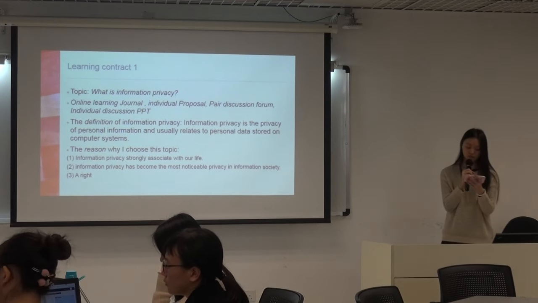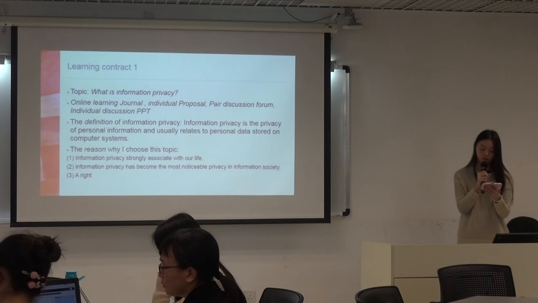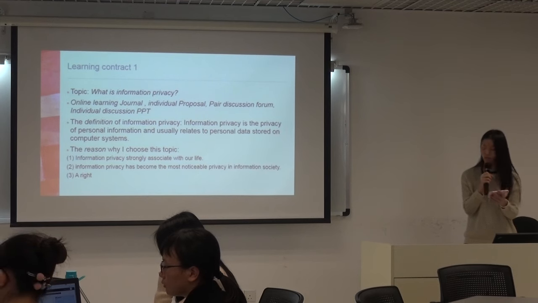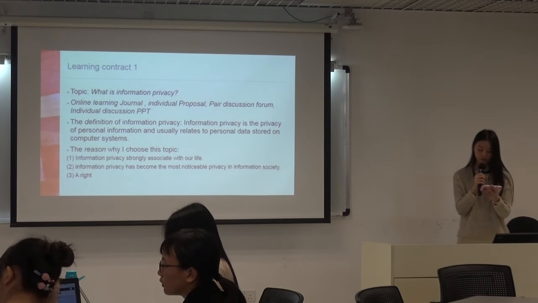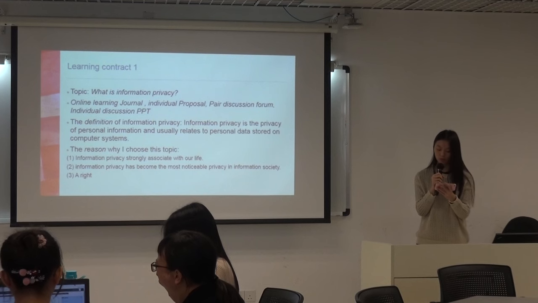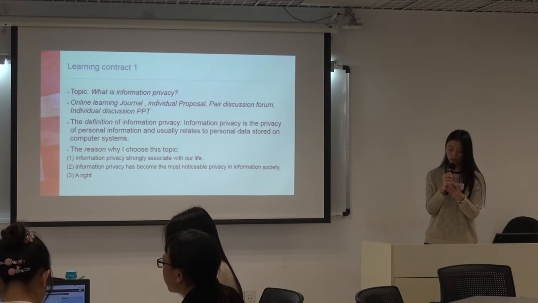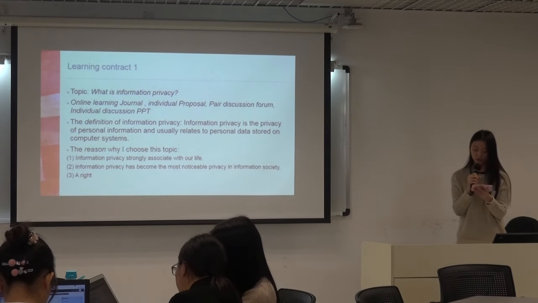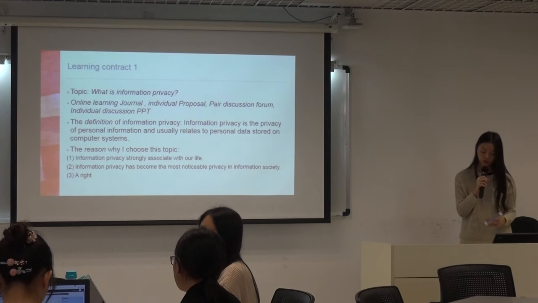The reason why I chose this topic is that information privacy is strongly associated with our life. Information privacy is involved in many parts of our life, such as medical records, financial data, business related information and website data. With the amount of personal information increasing, information privacy has become the most notable privacy in the information society. I think it is because information privacy plays an important role in our life. Being bound up with our life, people now pay more and more attention to the right of information privacy.